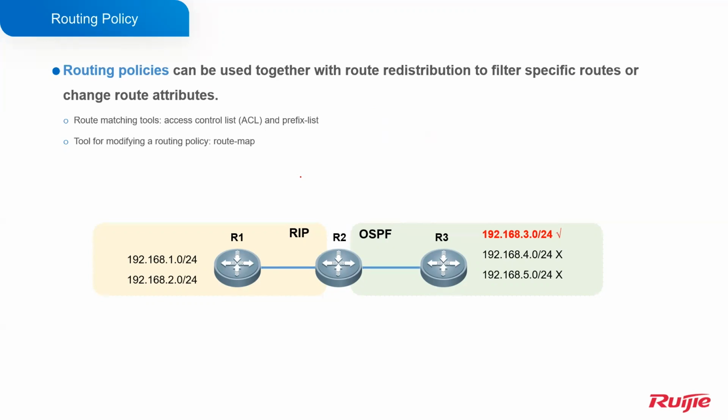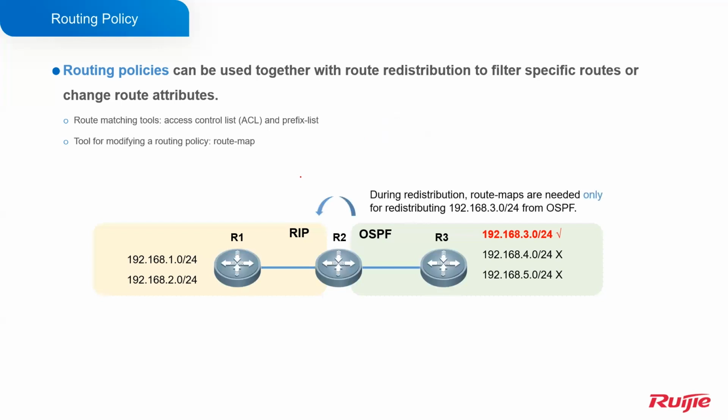Okay, next is the tool for modifying a routing policy. It's a route map. So the relationship between ACL and route map is that ACL and prefix list are the tools which can be used to match the objects, while the route map is the tool to define what we do to these matched objects. Okay, that's the relationship between them.